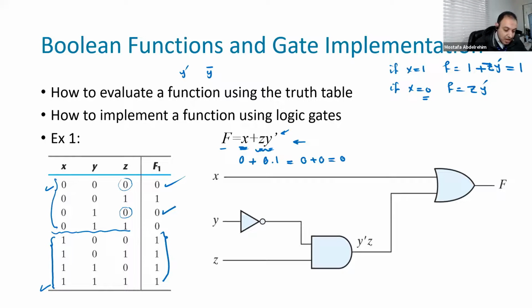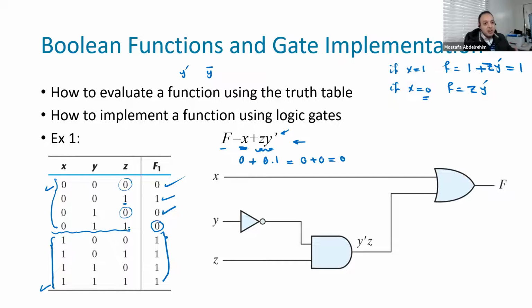Good. Now when z equals 1, at that time we just look at y bar. We want y bar to be equal to 1 in order to make f equal to 1, and that means y should be 0. So at y equal to 0, we have f equal to 1. But if y is equal to 1, then y bar will be equal to 0, so f will be equal to 0. This is a detailed, smarter way to do it.